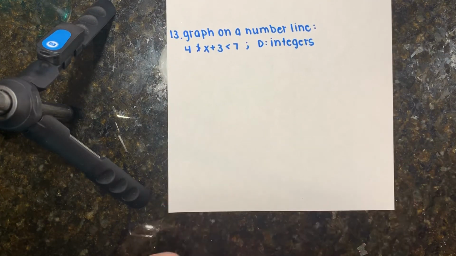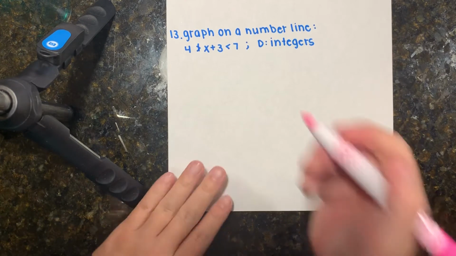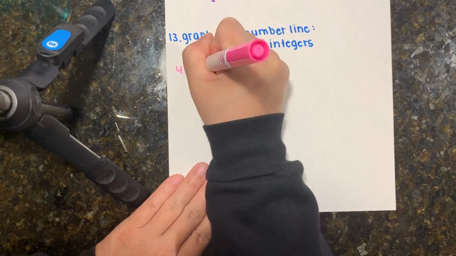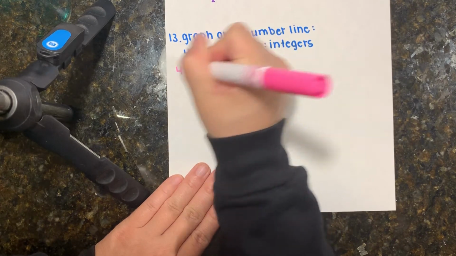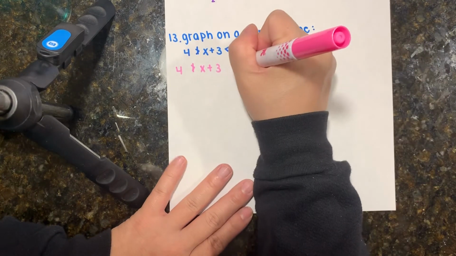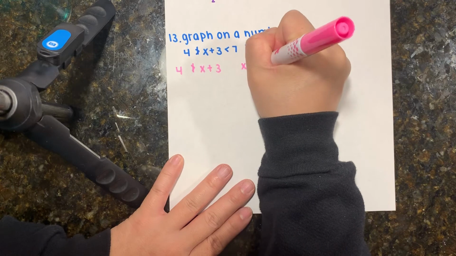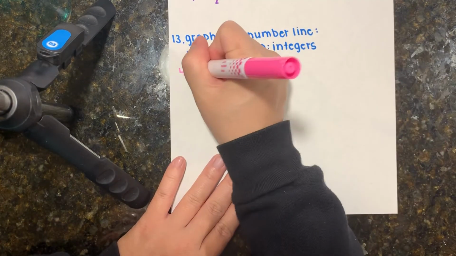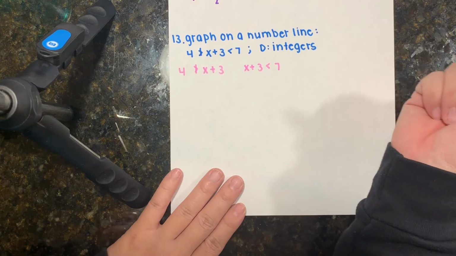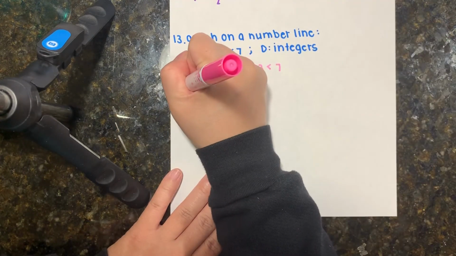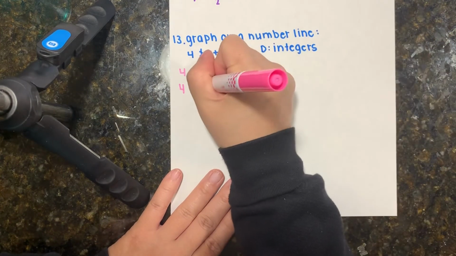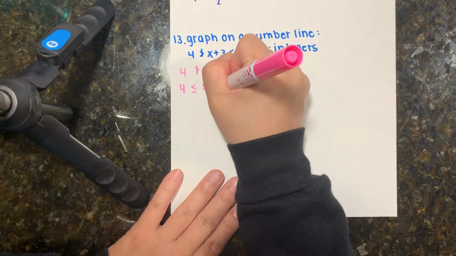For this next one, I have to split up my inequality. So I'm going to start by separating this into 4 is not greater than x plus 3, and then x plus 3 is less than 7. So for this first one, when the inequality is crossed out, I'm gonna have to flip it and put an equal sign under it because it doesn't have one. So it's gonna become 4 is less than or equal to x plus 3.